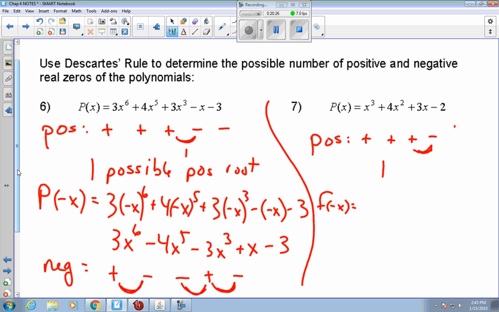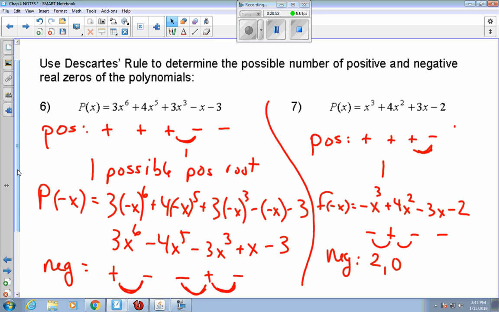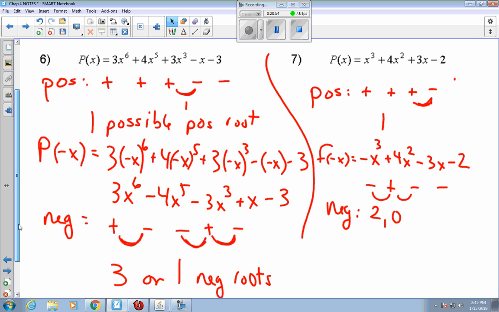F of negative x, what happens to the x cubed? Yup, minus x cubed or negative x cubed. The x squared stays the same. The x, negative, and you got your minus 2. Negative, positive, negative, negative, 1, 2. So the negative roots are 2 or 0. Make sense?